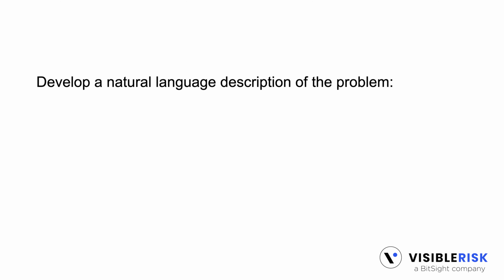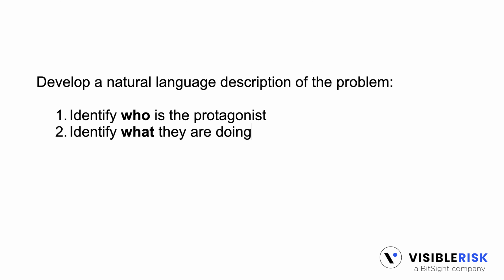The first is you have to understand who is doing something. Who's the protagonist? Typically, this is the threat actor in the scenario that we're evaluating. Second, we want to look at what they're doing. What's the control deficiency, the control weakness, or the missing control that they're exploiting to be able to cause harm to the organization.